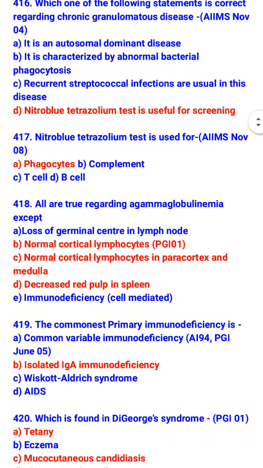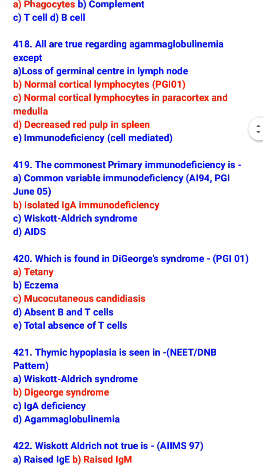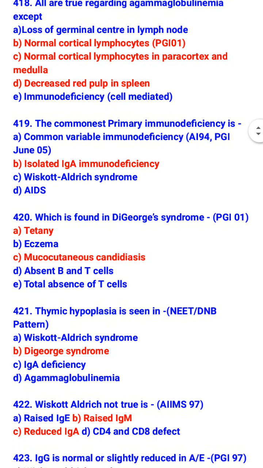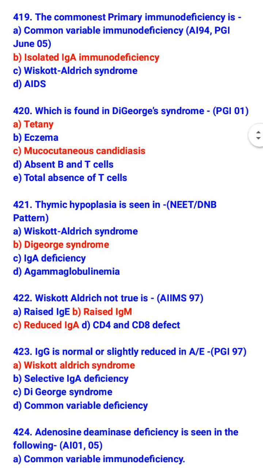All are true regarding agammaglobulinemia except normal cortical lymphocyte in paracortex and medulla, and decreased red pulp in spleen. So what is true regarding agammaglobulinemia? Loss of germinal center in lymph node and immunodeficiency, cell mediated. The commonest primary immunodeficiency is isolated IgA immunodeficiency, which is found in De George syndrome, tetany, and mucocutaneous candidiasis. Thymic hypoplasia is seen in De George syndrome.